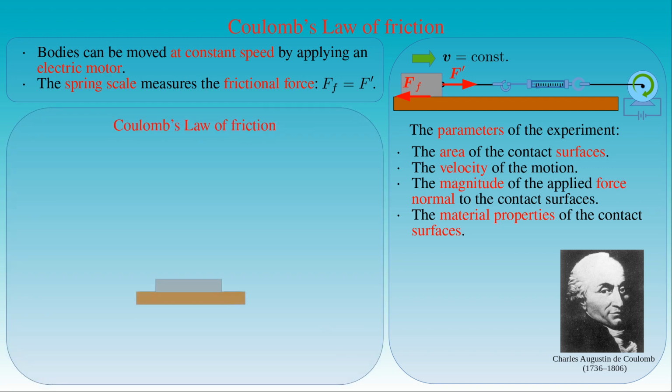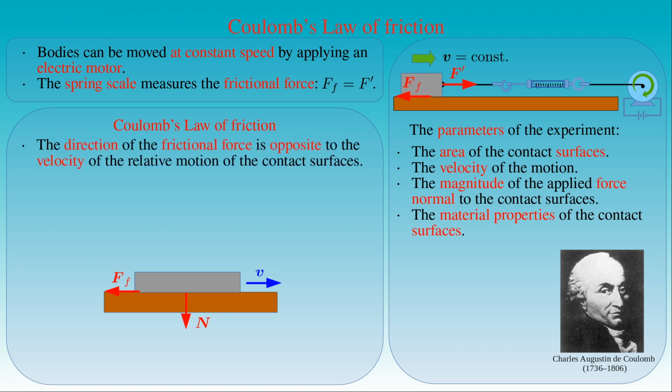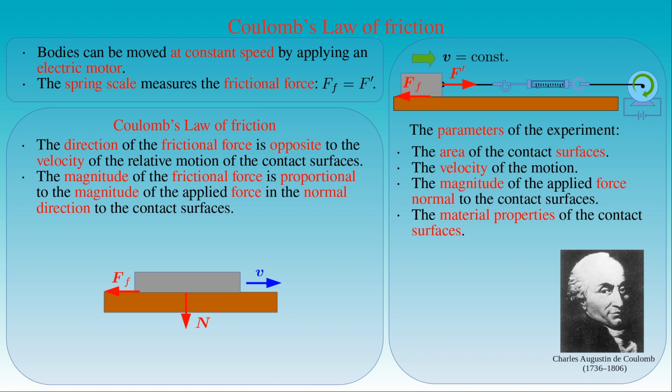If we consider two bodies sliding against each other at a constant velocity v where the force N applied on the bodies points in the direction of the surface normal of the contact surfaces, then the law states the following about the frictional force exerted by the bodies on each other. The direction of the frictional force is opposite to the velocity v, describing the motion of the contact surfaces with respect to each other. The magnitude of the frictional force is directly proportional to the magnitude of the applied force N in the normal direction of the contact surfaces.